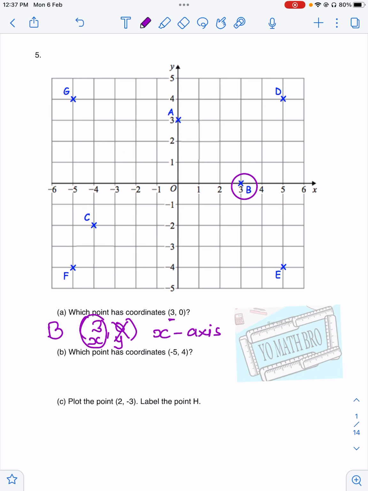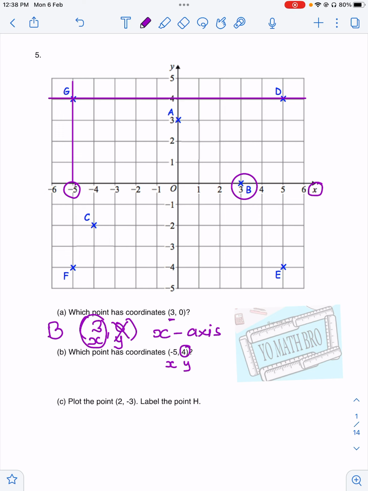Look at the second question. Which point has the coordinates (-5, 4)? Now here, first thing, always write down, first will be the x coordinate and second will be the y coordinate. Now how do I find it? This is our x-axis. So from here I take -5. What I do? I draw a line. And then comes 4 on the y-axis. Let us check here. So I can draw a line here also.